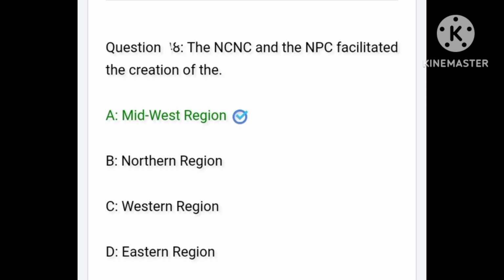The right answer is option A. NCNC and the NPC did not facilitate the creation of Northern region. They did not facilitate the creation of Western region. They did not facilitate the creation of Eastern region. The right answer is Midwest region, option A.